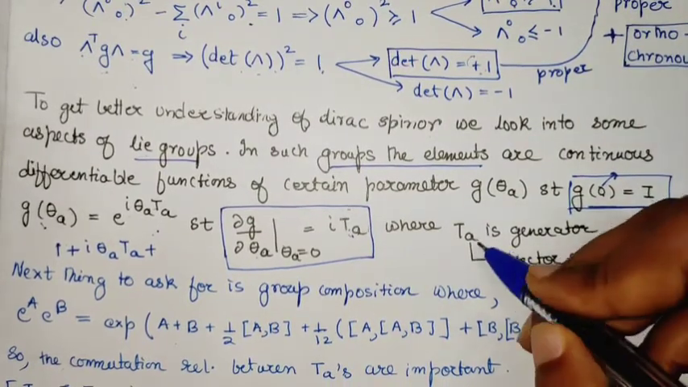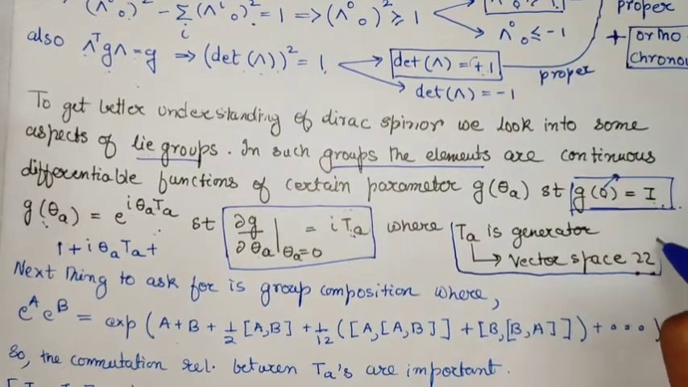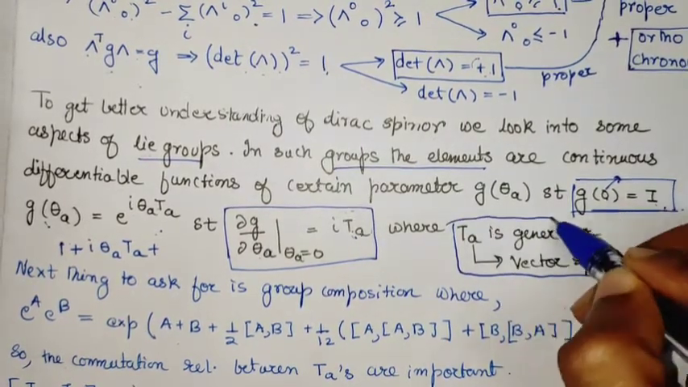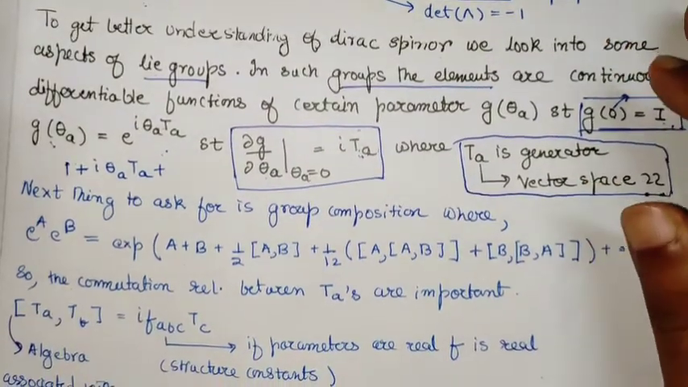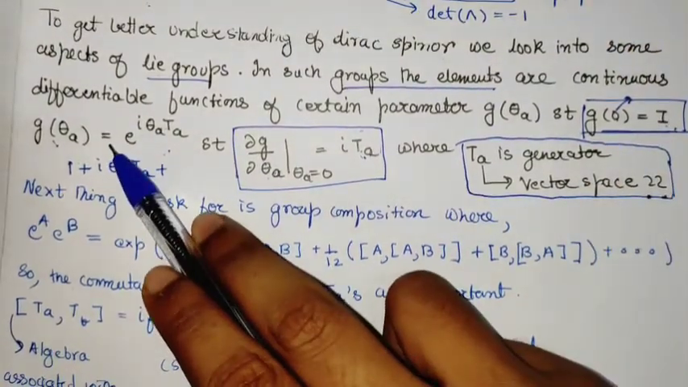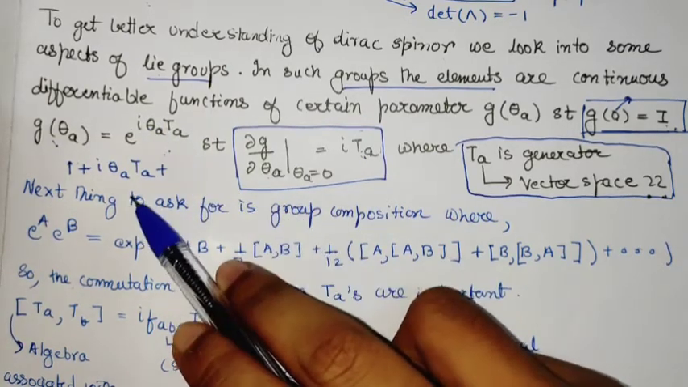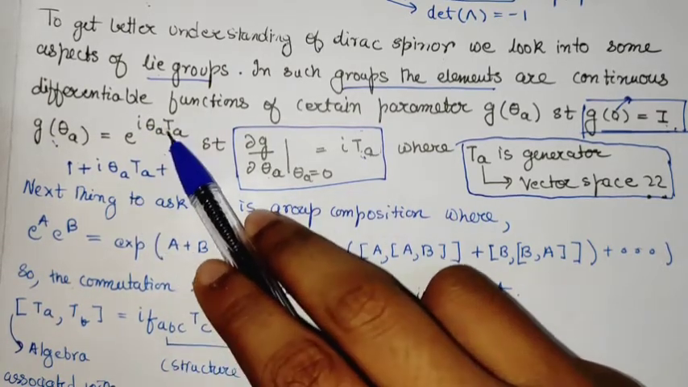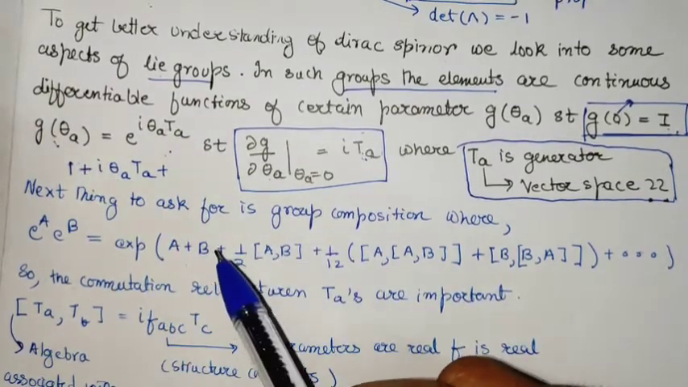There is an exact proof of this, but the point is that these T_A, which are the generators, form a vector space. Once we have the group element characterized as exponentials of the generators, that's why they are called generators, because you can exponentiate the generator to get the group element.